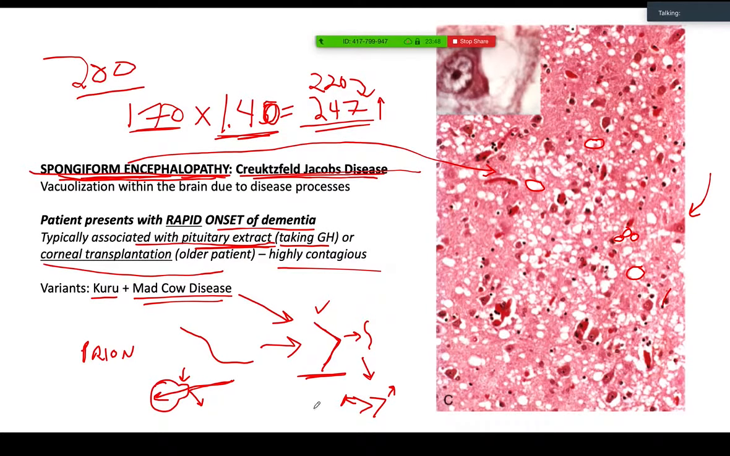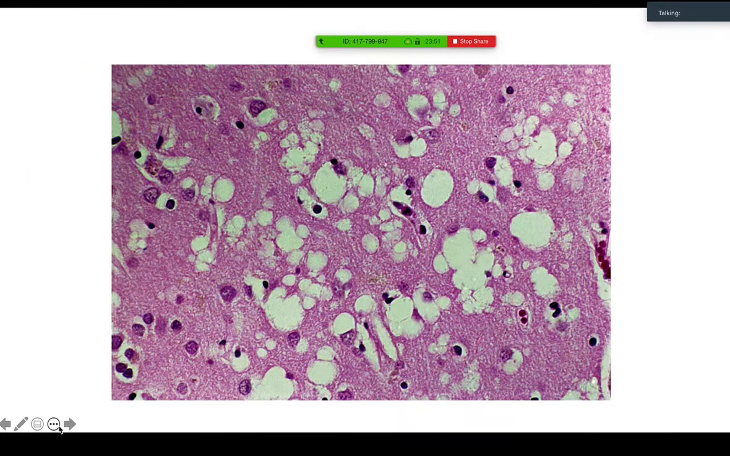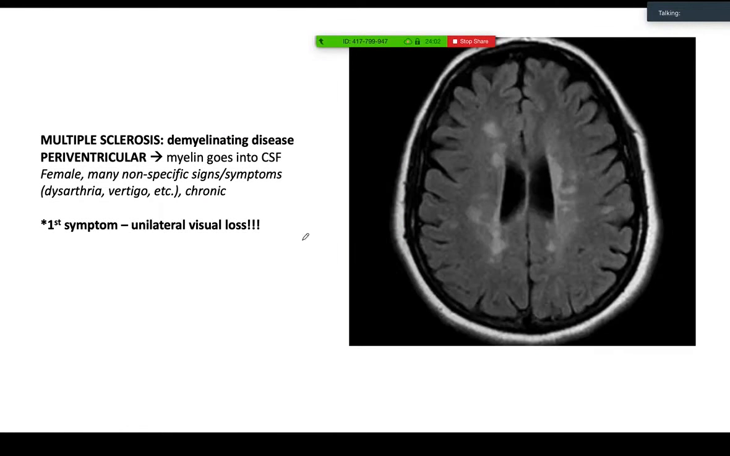Okay? Great. So here's another image where you can see really beautifully this vacuolization throughout the central nervous system tissue. Okay? Great. Multiple sclerosis, this is a demyelinating disease. Multiple sclerosis is an autoimmune disease where our white blood cells are attacking the myelin, which lines the axons in our central nervous system, right?